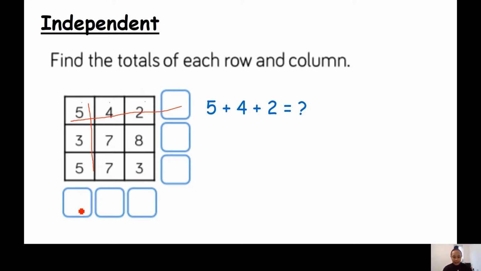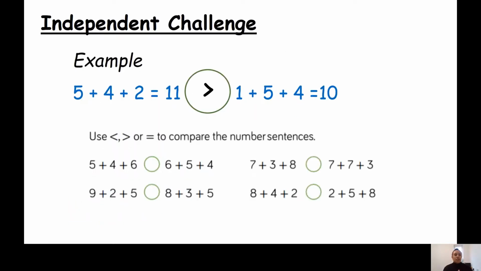Not only that, year 2, I have got a challenge for you as well. Today's challenge. We are still adding 3-digit numbers, and we still need to be thinking about our previous learning to help us do this quickly. But what I would like you to do is also add in our greater than, less than, and equal to signs to compare the number sentences. So let's have a look at my example.